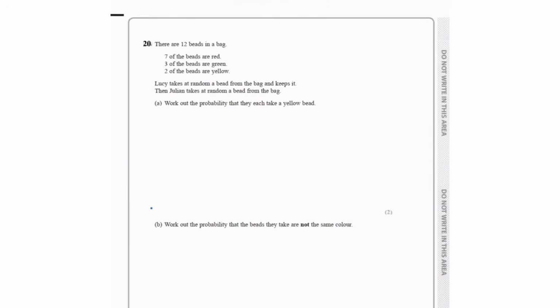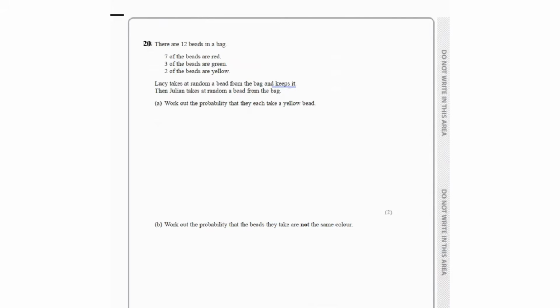Then probability. So there are 12 beads in a bag and 7 of the beads are red. 3 of the beads are green, 2 of the beads are yellow. Lucy takes at random a bead from the bag and keeps it. Then Julian takes at random a bead from the bag. So if Lucy is keeping the bead, that means there's one less bead in the bag now. So it is without replacement. Work out the probability that they each take a yellow bead. So this information was very important.